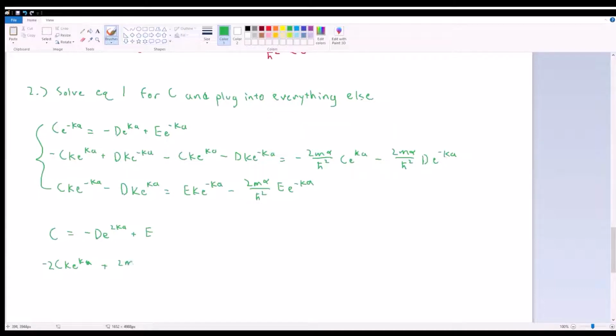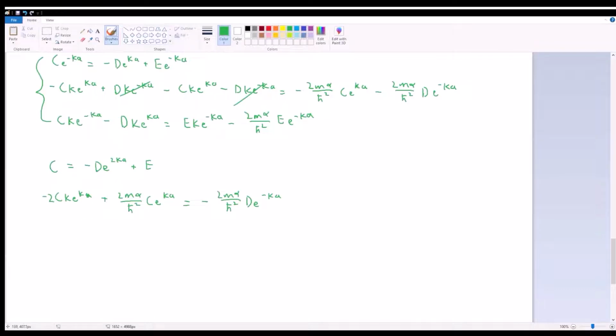plus 2m alpha over h bar squared C e to the K A is going to equal, and I'm going to move everything else over. So first off, these two terms automatically cancel out because it's D K e to the negative K A, negative D K e to the negative K A, which actually makes our lives a lot easier. This is going to be equal to negative 2m alpha divided by h bar squared D e to the negative K A.